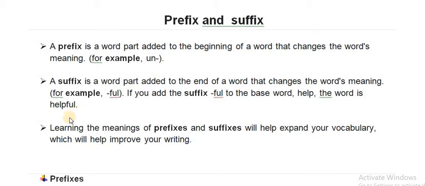Okay? Now, learning the meanings of prefix and suffix will help expand your vocabulary, which will help to improve your writing. So, you should learn such kinds of words, that is prefix and suffix, which will help you to improve your vocabulary.